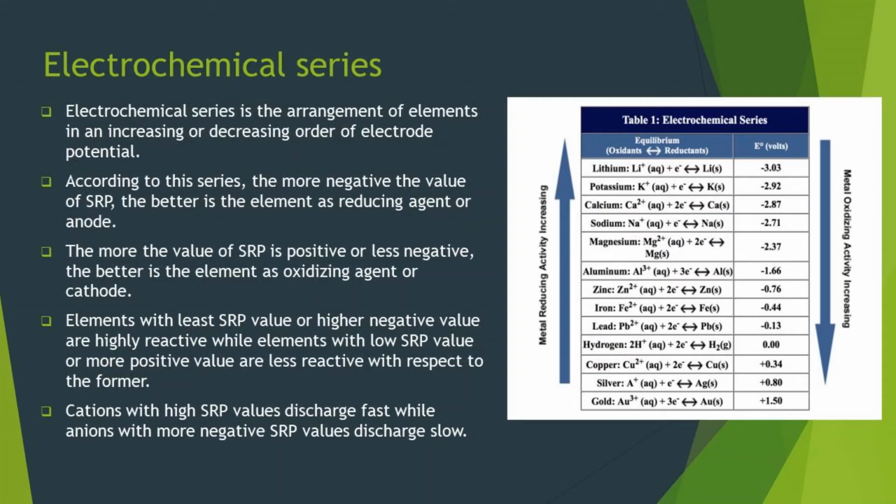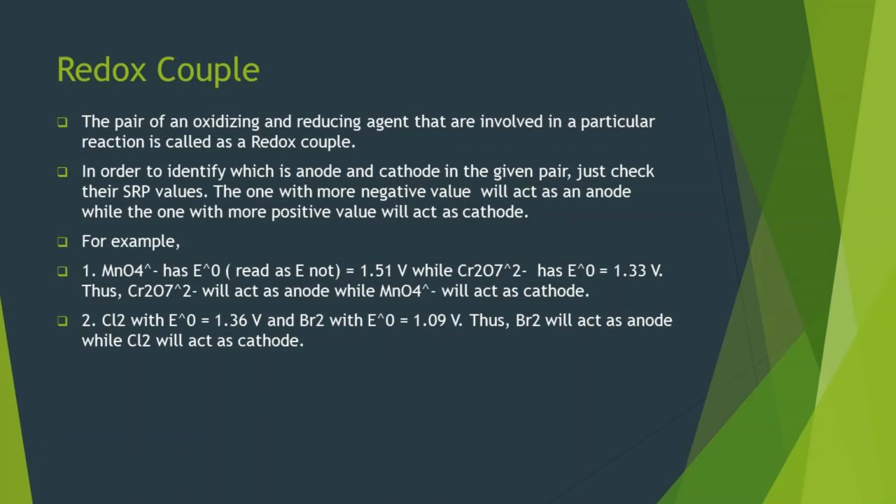Cations with high SRP values discharge fast, while anions with more negative SRP values discharge slow. The table of the electrochemical series is given here. Now we will discuss the redox couple. The pair of an oxidizing and reducing agent that are involved in a particular reaction is called a redox couple.